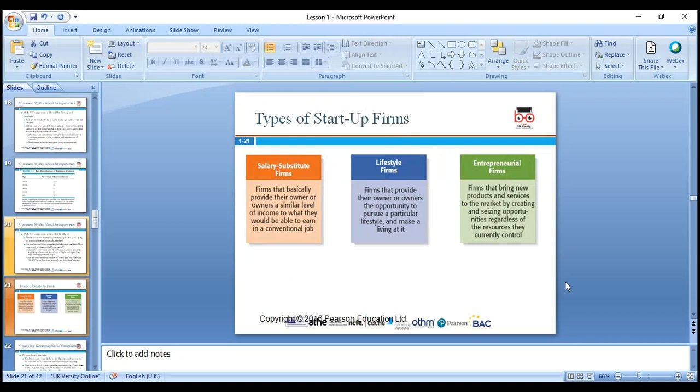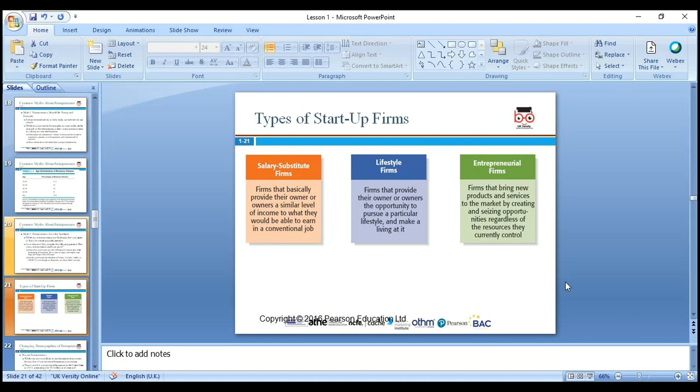The types of startup firms can be salary substitute firms, firms that basically provide their owner with a similar level of income to what they would be able to earn in a conventional job. Lifestyle firms provide their owner or owners the opportunity to pursue a particular lifestyle and make a living at it. Entrepreneurial firms bring new products and services to market by creating and seizing opportunities.